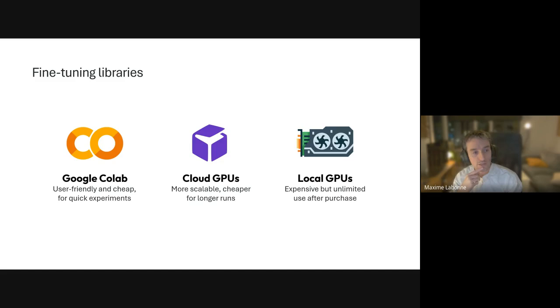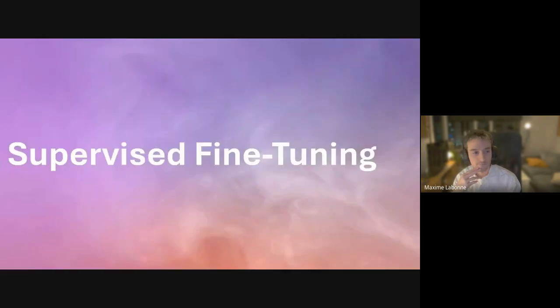Now we have different types of GPU services, infrastructure that you can use to train your models. The first one that I recommend is Google Colab. It's very cheap, it's free. So it's nice for quick experiments, but if you need more compute, you might want to move on to cloud GPUs. It's more scalable. It's still quite cheap to run. And finally, if you have a lot of budget, you can buy your own local GPU, but it rarely makes sense.